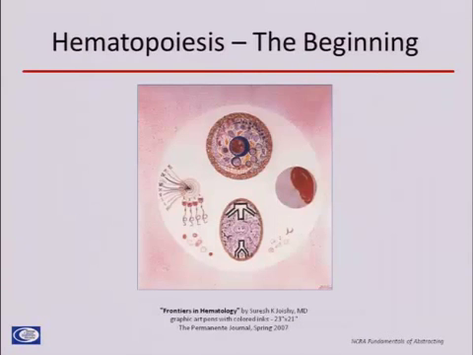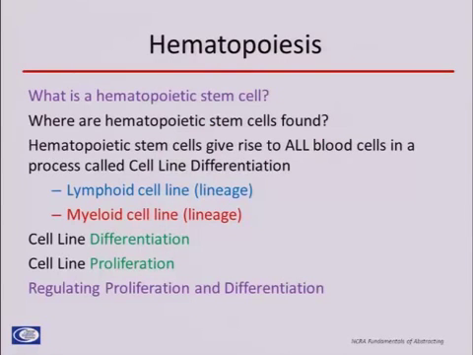So here we're going to talk about hematopoiesis, the beginning. This is a wonderful painting by a physician from Kaiser Permanente, from the Kaiser Permanente Journal from 2007. This is their interpretation of hematopoiesis and bringing life into the body, which I always thought was pretty cool. So a hematopoietic stem cell is called a pluripotent cell or something like that, which means that a hematopoietic stem cell can become any kind of blood or lymphatic cell that it wants to be.